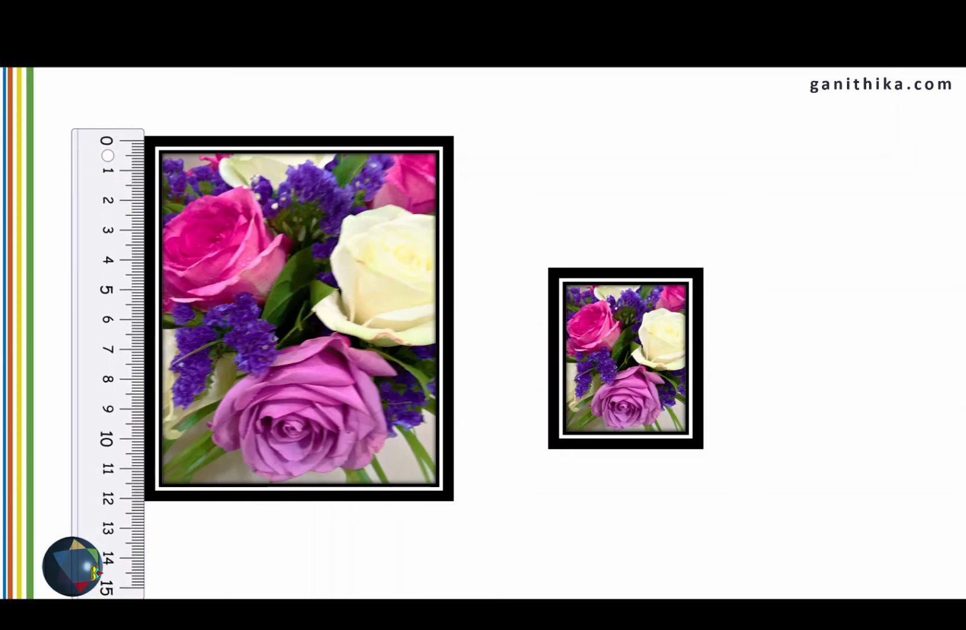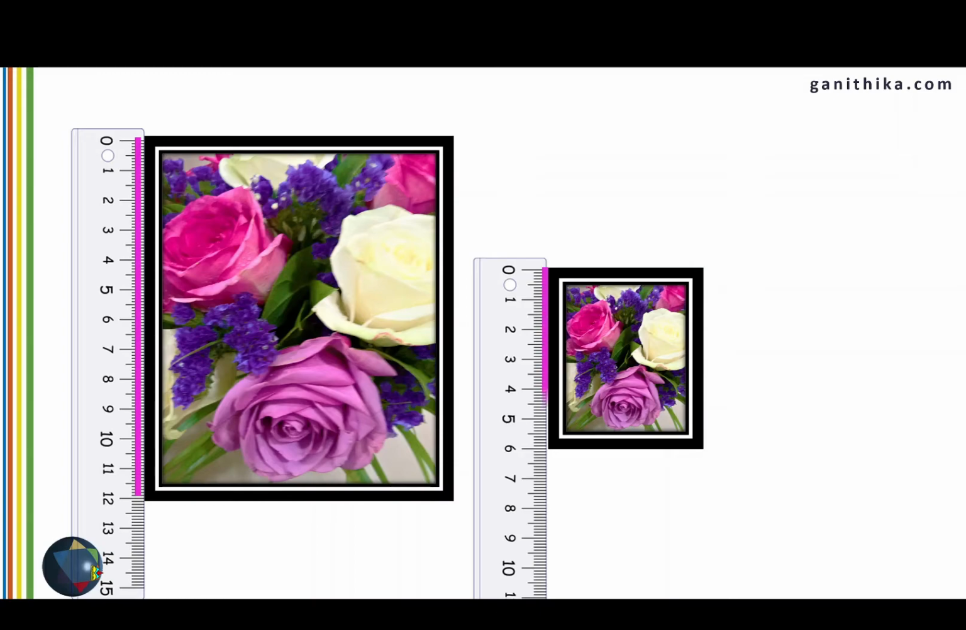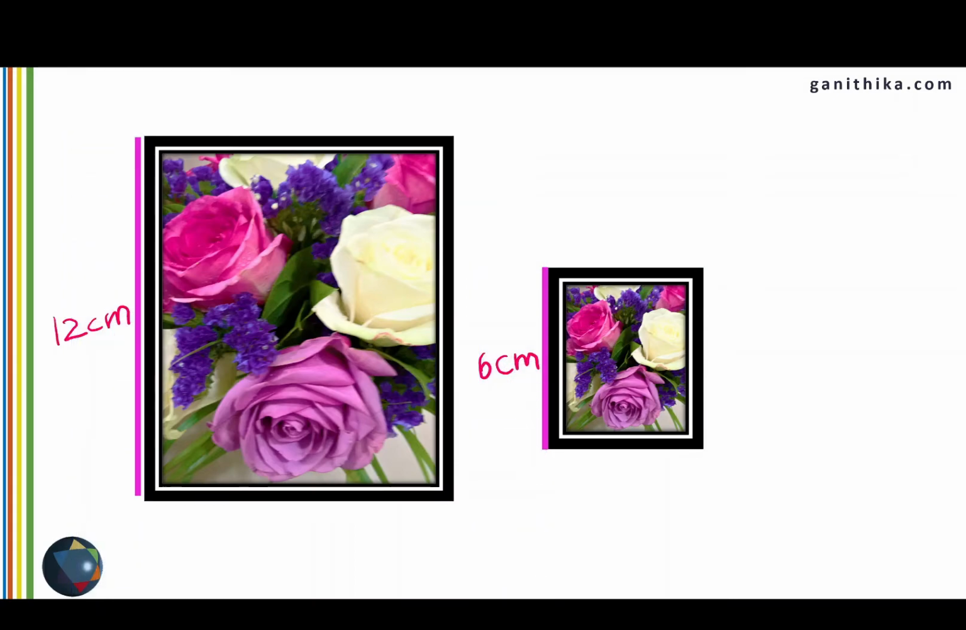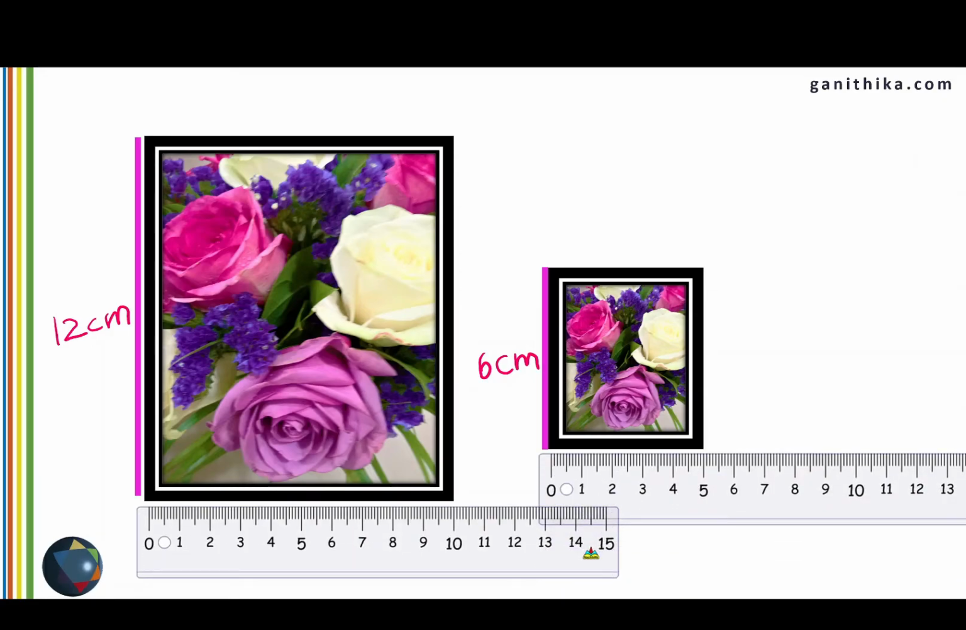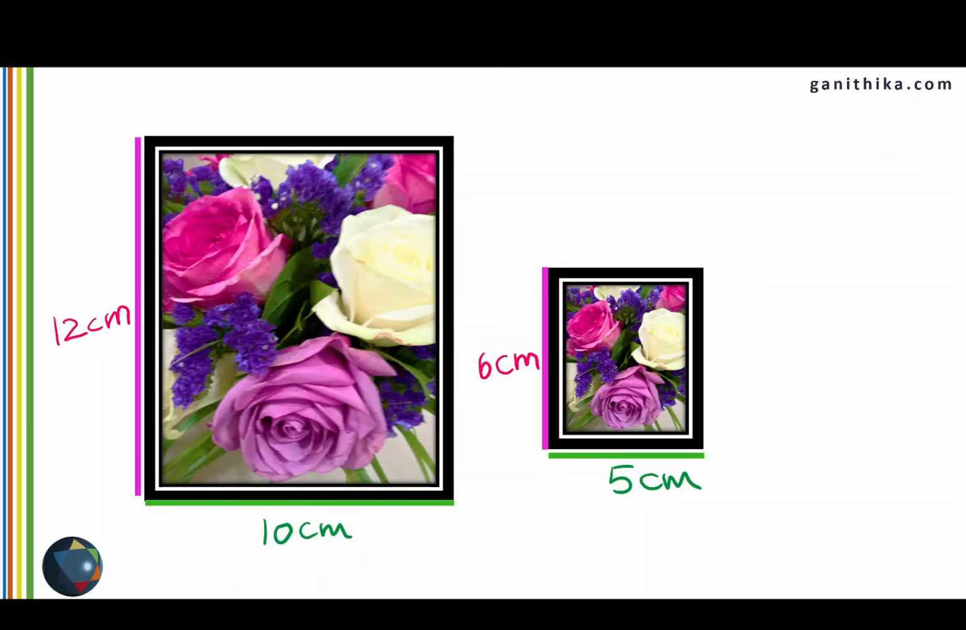So let's measure the sides of these two figures. The corresponding lengths of these two figures will be 12 centimeters for the bigger one and 6 centimeters for the smaller one. The other corresponding sides are the widths of the figures, and the width of the first one is 10 centimeters and the width of the second one is 5 centimeters. So the corresponding sides are 12 centimeters and 6 centimeters on the length side. The widths are 10 centimeters and 5 centimeters.